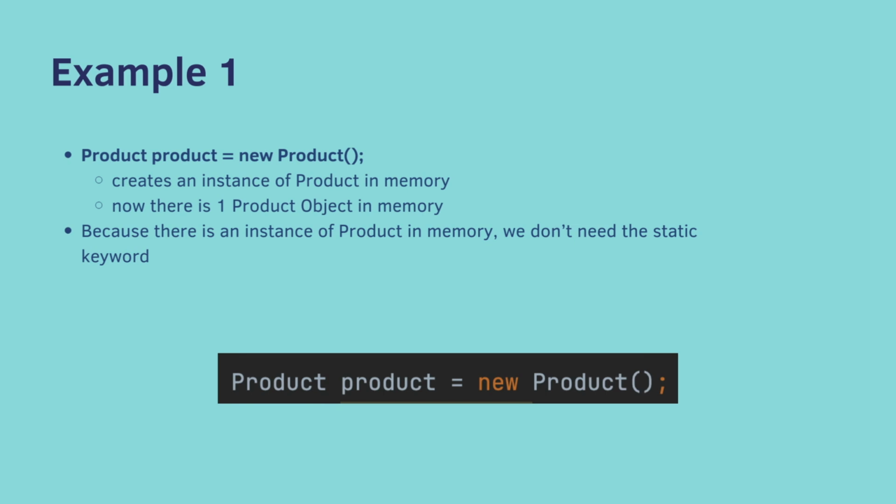So here's our first example. Product equals new product. What this line of code does is it creates an instance of product in memory. So now there is one product object in memory. Because there is an instance of product in memory, we do not need the static keyword.